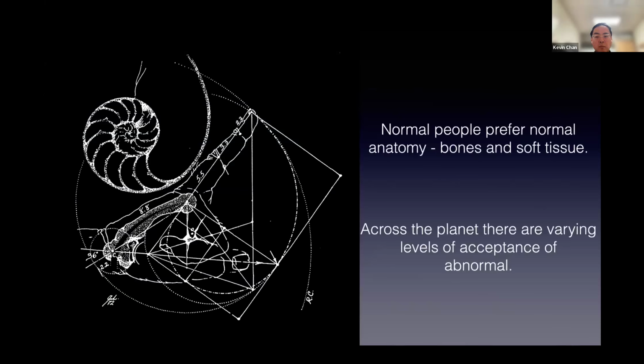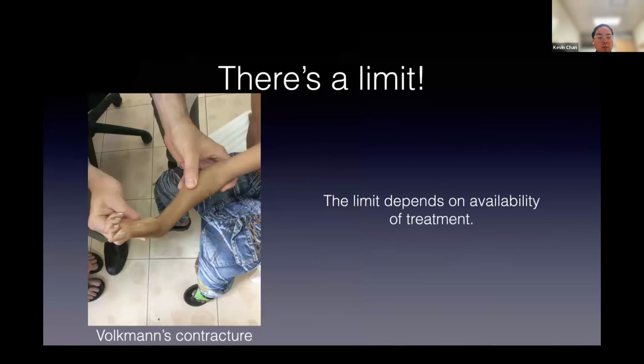One of my rules of thumb, which is probably not just mine, is that normal people prefer normal anatomy. So the closer you can achieve an anatomical reduction, the better, and the less you damage the soft tissues, the better. Across the planet there will be varying levels of acceptance of abnormal, but there is always a limit. I have done outreach work in Cambodia. I'm sure many of the audience have done outreach work too. But the limit will depend on the availability of treatment.